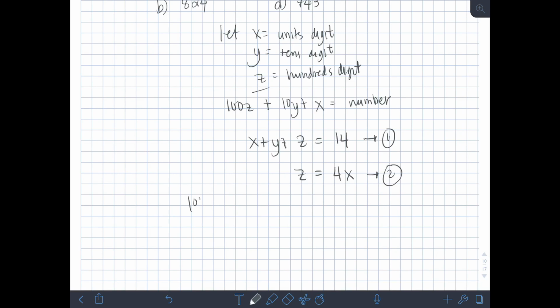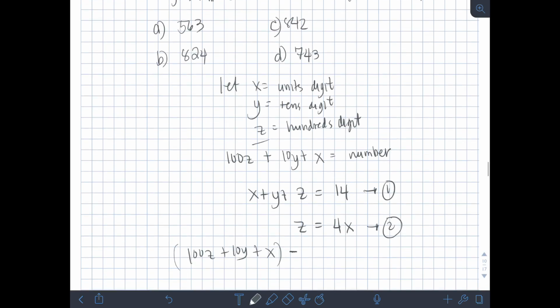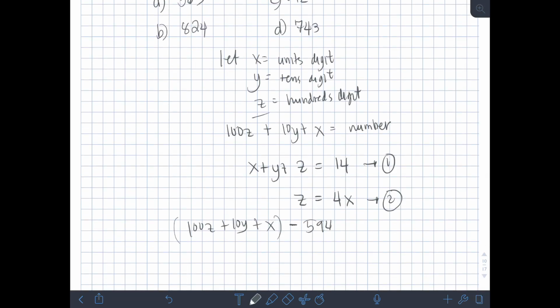So if 100z plus 10y plus x is the number, when you subtract 594 from it, the answer is the reverse of this number. What is the reverse? The x goes back to z, and y stays as is, so the number is reversed. So we have 100x plus 10y plus z. This is the reversed number, okay?